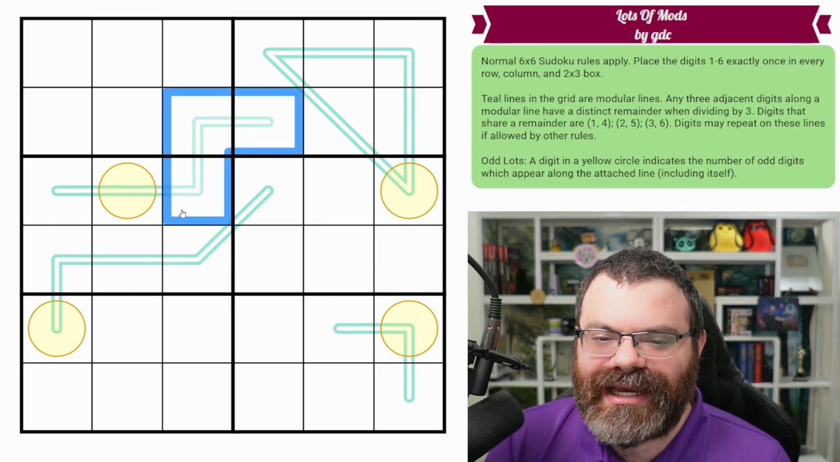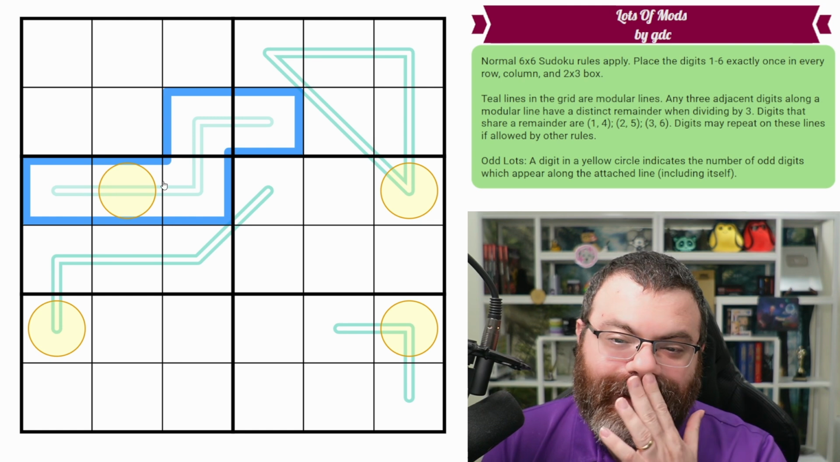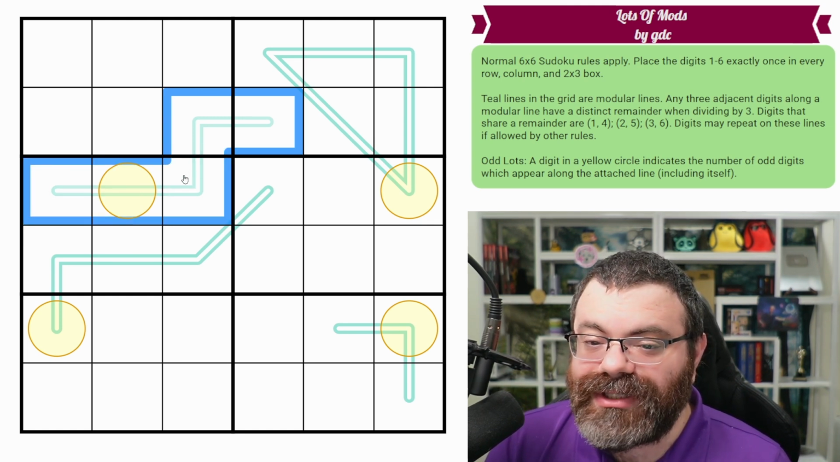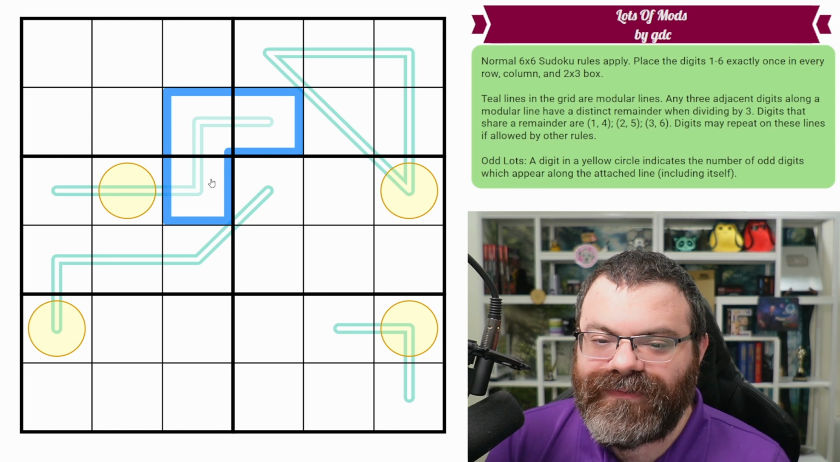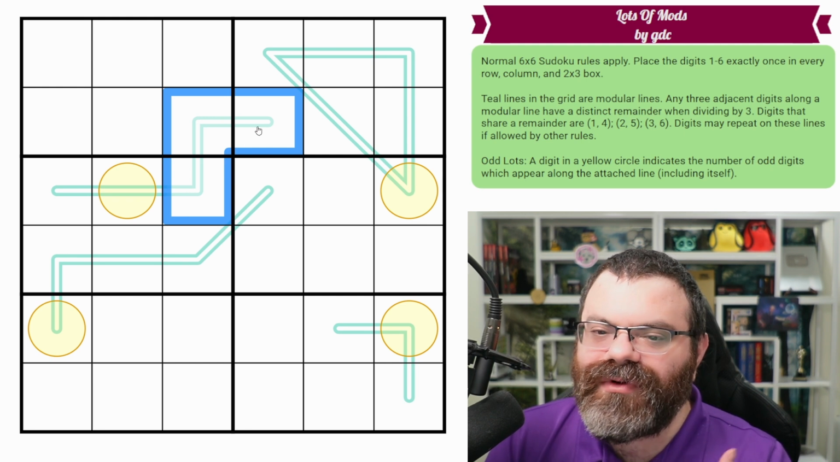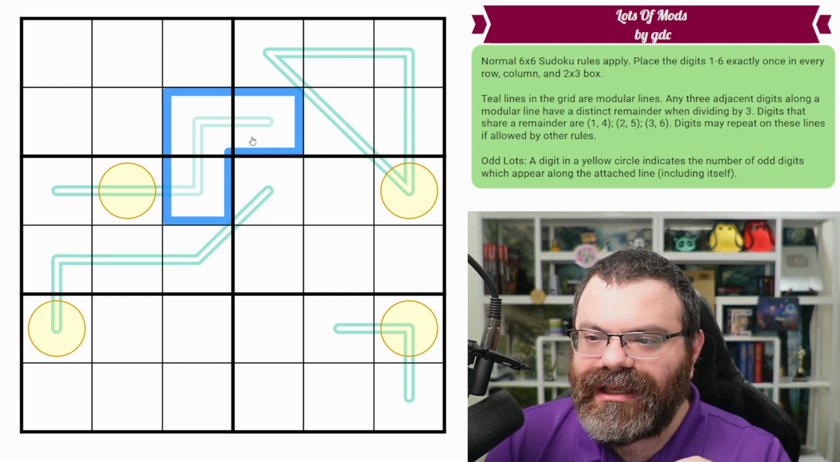We also have these teal lines in the grid. They're just fancy looking, but these are just the regular teal lines, and they are modular lines. So the way those work is we take any group of 3 digits along the line. Say this group of 3 here. We're going to have one of each of the digits. The remainder after dividing by 3 is going to be unique among those 3 digits.